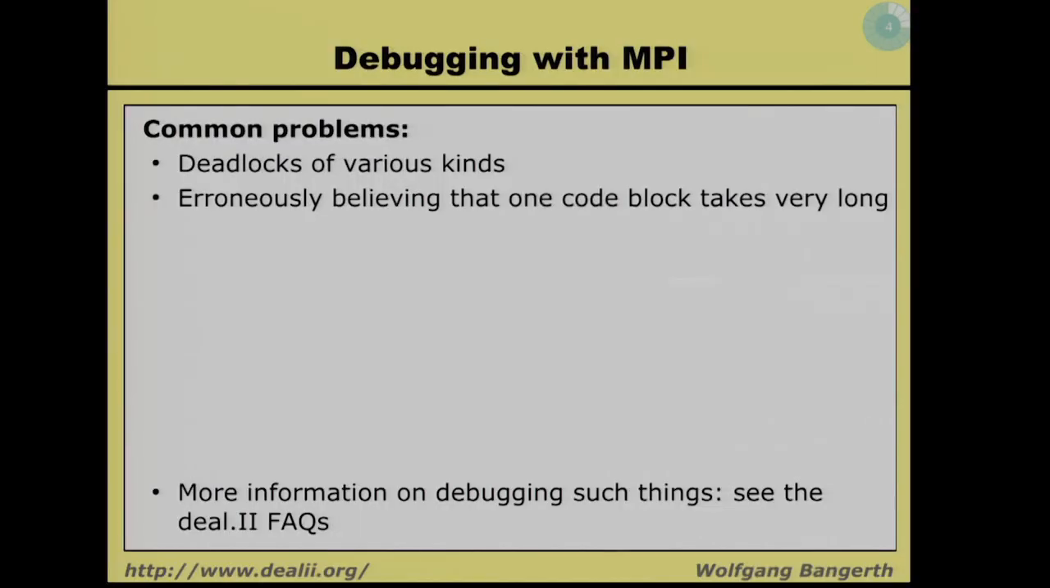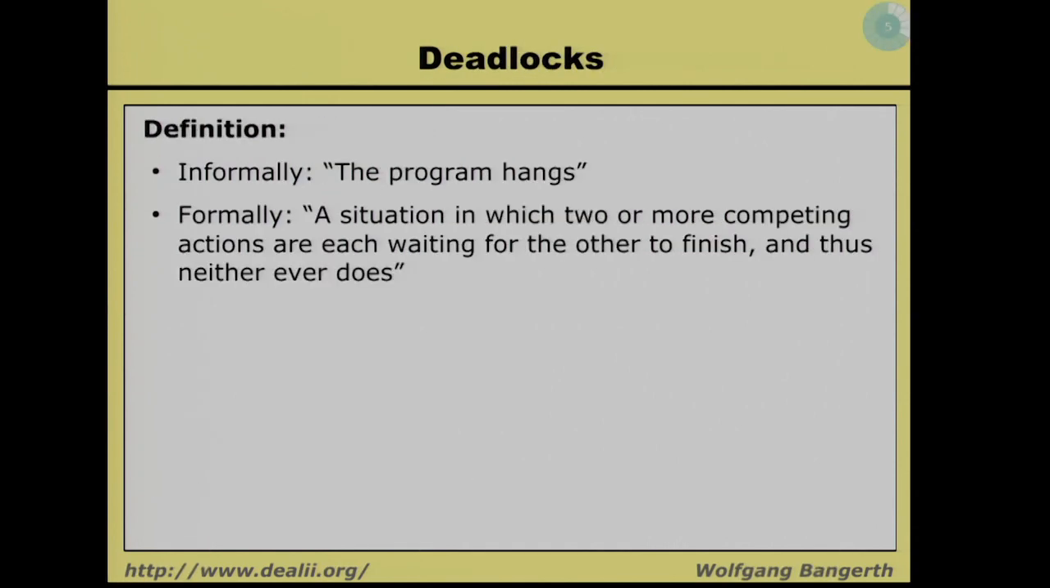Okay, so let me look at deadlocks first. I should also say that there is a significant amount of information in the deal.II frequently asked questions that walks you through some of this, in addition to what I'm going to say here. A deadlock informally can be described as the program hangs. The program simply doesn't move. It seems to be waiting for something. It doesn't compute anything useful. It also never terminates.